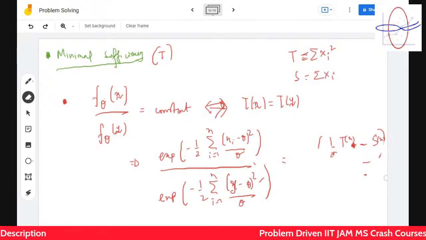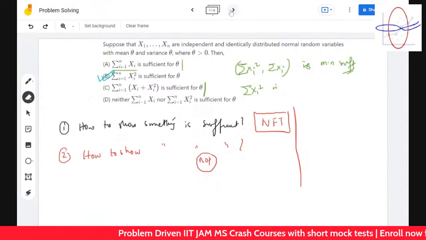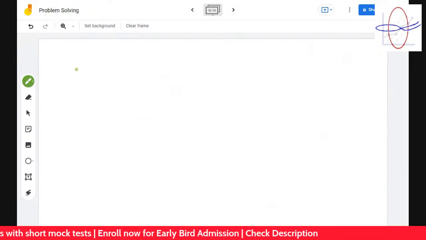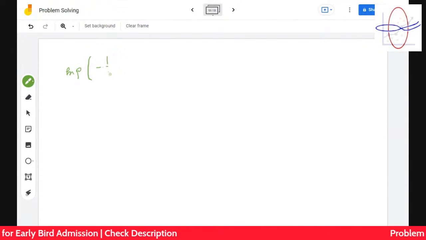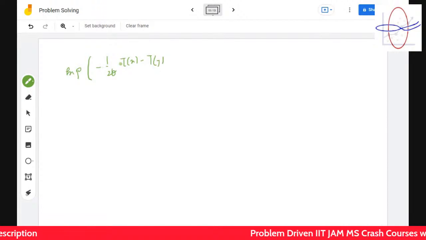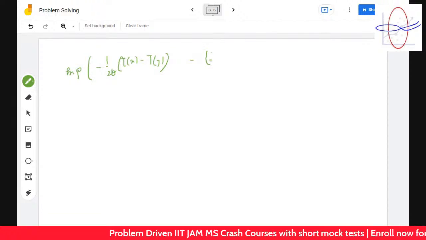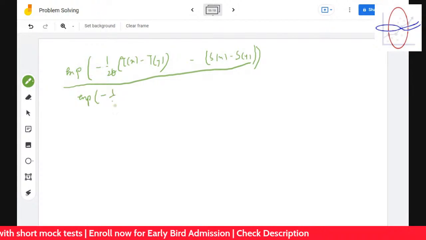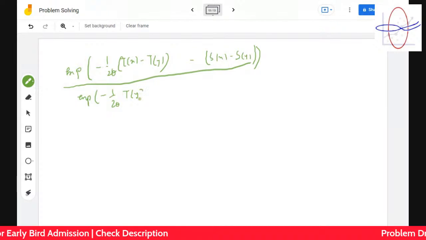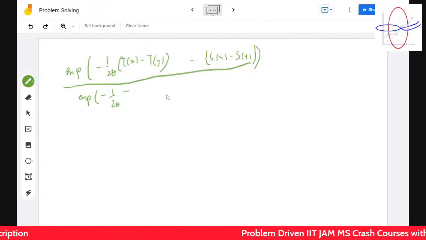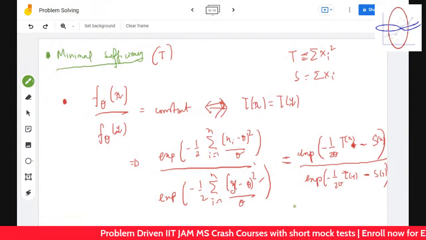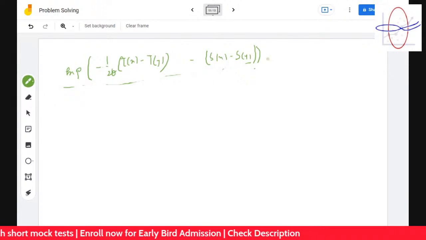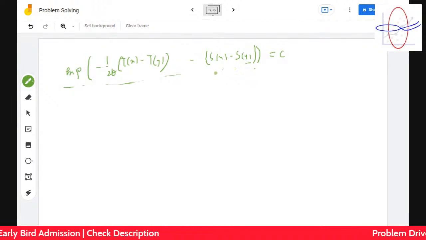Let me write it down here properly. So it should be independent of theta. Let me clear it. Let me write down the full stuff. It's told that exponential minus half by theta, tx minus ty, minus sx minus sy, by exponential minus 1 by 2 theta ty, that is already done. So this is equal to constant. Here x and y are fixed numbers, so this is a constant with respect to theta.